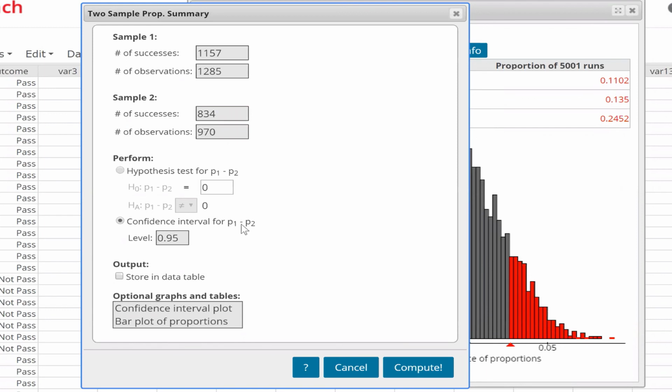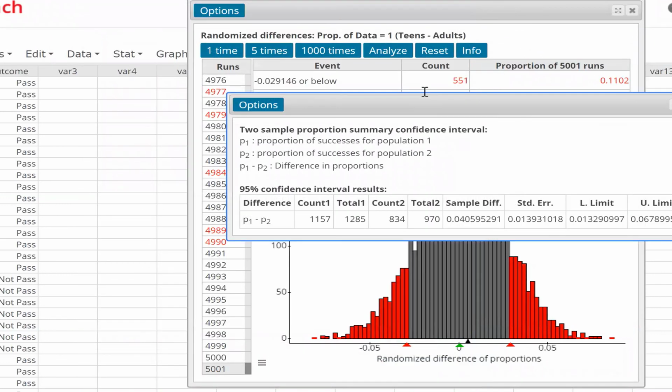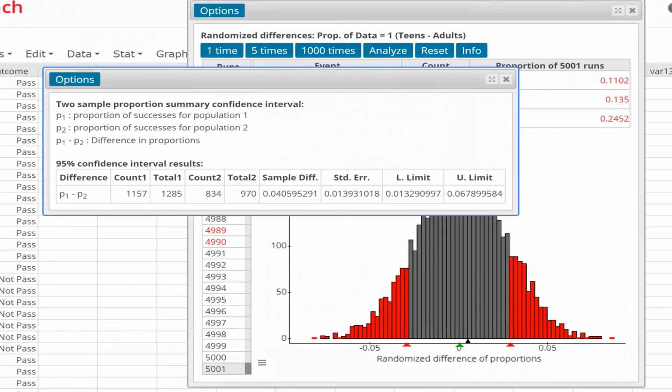It's always going to do P1 minus P2. Always. So that's why it's important to know which one goes into sample 1 and which is in sample 2. And we're doing a 95% confidence interval. So click Compute, and boom, there are your results.